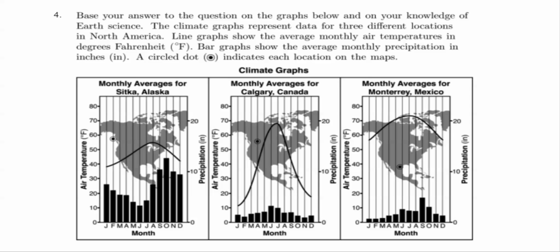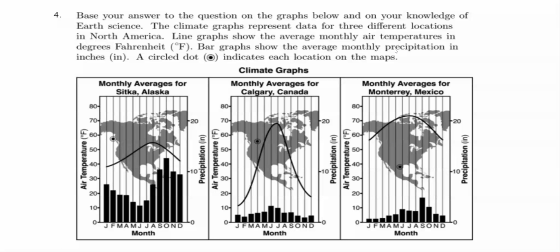Hey guys, so now we're going to do question number 4 for the identifying multiple variables in graphs worksheet. Number 4 says, base your answer to the question on the graphs below and on your knowledge of Earth science. The climate graphs represent data for 3 different locations in North America. Line graphs show the average monthly air temperatures in degrees Fahrenheit. So I'm seeing that the line graphs are monthly air temperatures in degrees Fahrenheit.